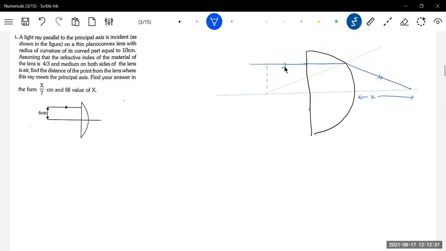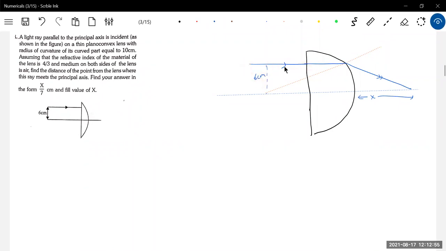Information we have is 6 centimeter. Are we doing this for paraxial rays? The first question we have to ask is: is it a paraxial ray? I don't mention this one, no. So is it a paraxial? No, it's a marginal ray.